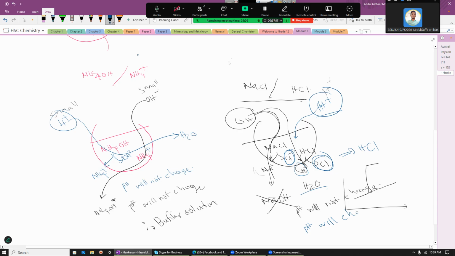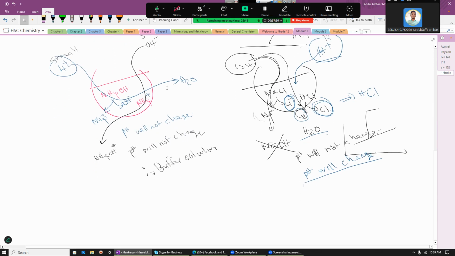The pH will change. Why? Because we have nothing to convert this H plus to water, HCl or any other neutral substances, right? So here the pH will change. So when you add H plus or OH minus, if the pH changes, it cannot act as a buffer solution. So this solution is not a buffer solution.